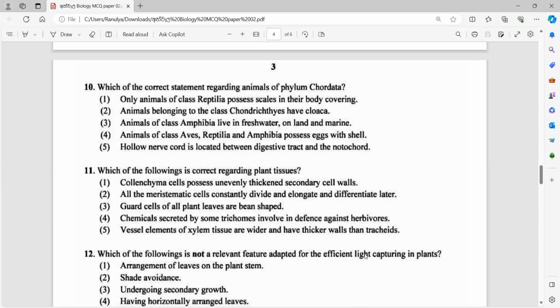Animals belonging to the class Chondrichthyes have cloaca. That is correct. Third one, animals of class Amphibia living in freshwater, on land and marine. No, there are no marine species in class Amphibia. Animals of class Aves, Reptilia and Amphibia possess eggs with shells. Yeah, that is correct for Aves and Reptilia, but Amphibia don't possess eggs with shells.